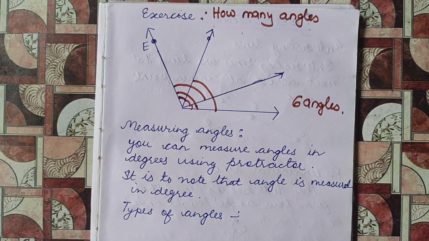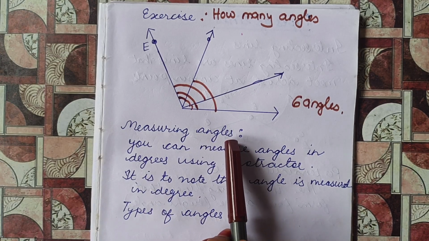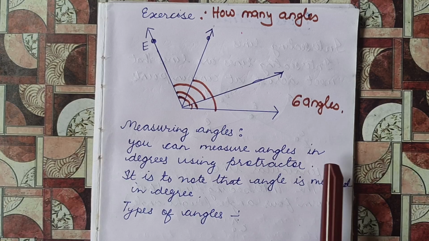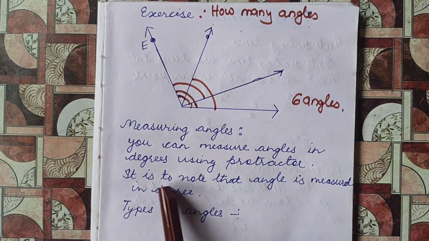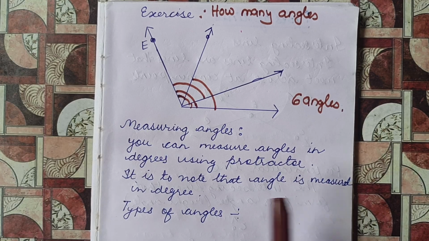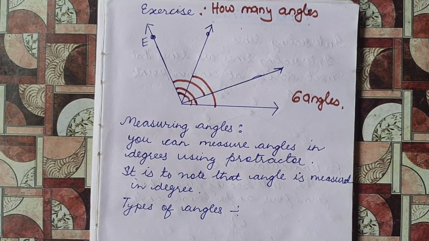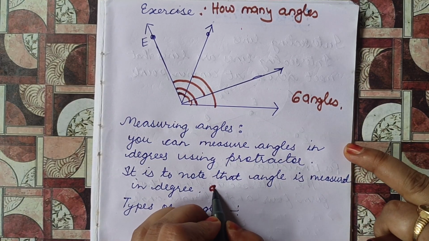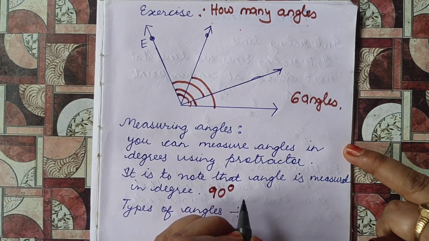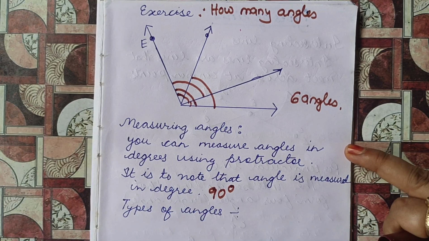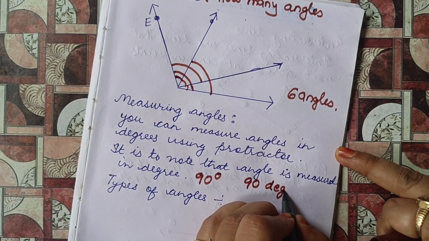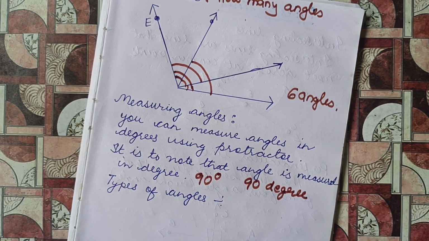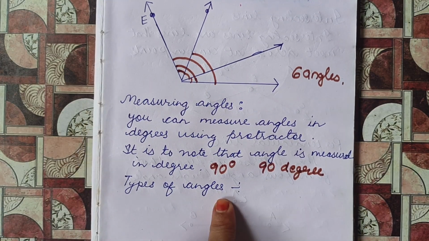Now let us know, how do we measure angles? You can measure angles in degrees using the protractor. It is to be noted that angle is measured in degrees. How do we write degrees? Suppose it is 90 degrees, then degree is written in this form. We read it as 90 degrees.